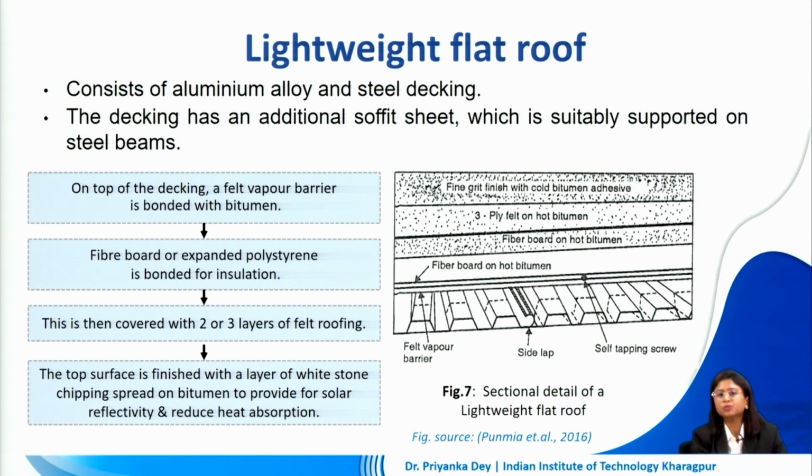This is then covered with 2 to 3 layers of felt roofing material, and the top surface is finished with a layer of white stone chipping which is spread on bitumen to provide for solar reflectability and reduce the heat absorption of this layer. So we are starting with fiber board on hot bitumen, followed by felt on hot bitumen and fine grit finish with cold bitumen adhesive.